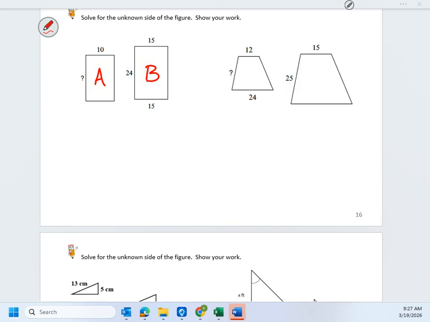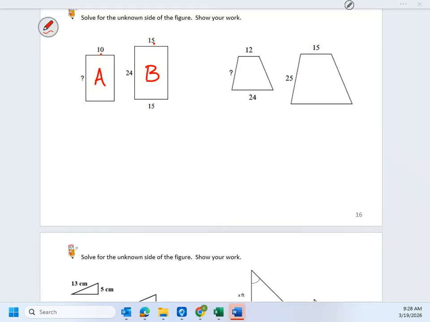Not all shapes are going to be set the same, but sometimes you'll have a shape that's turned or flipped. So like in our last objective, you had to really look at which side corresponded with which side. You can't just say, well, this one's on top and that one's on top. Okay, you have to make sure that they correspond, short with the short.